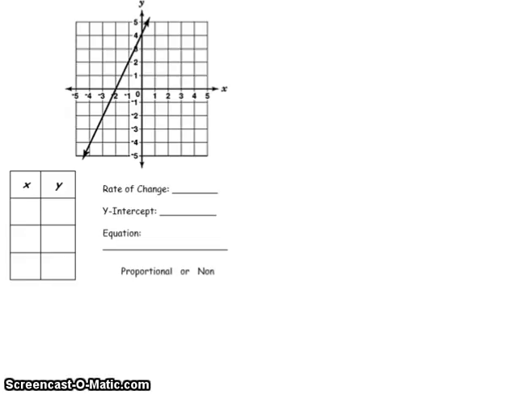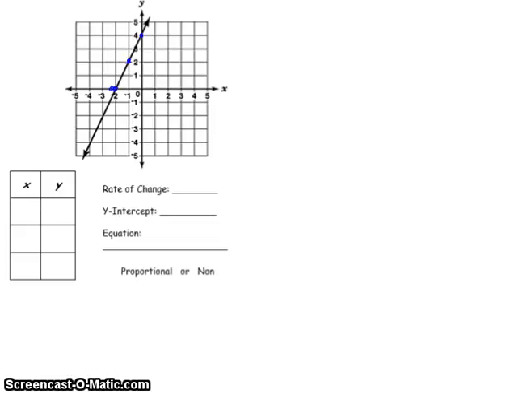Alright, let's look at your next example. So the next one gives you a graph and you have to find the rate of change, the y-intercept, the equation, and then tell me if it's proportional or non-proportional. Remember that anytime we have a graph, the first thing I want to do is find some points on my graph. So I want to find the points that are right on those crosshairs. So I have that one, I have this one here, I could even use this one, and then if you look at my table I only need 3 points.